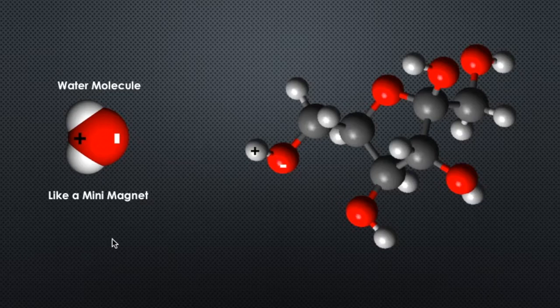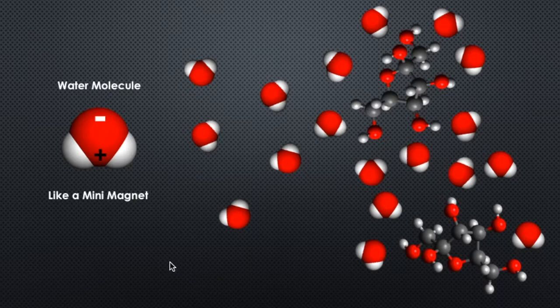On the left is a single water molecule. Water has one end that is slightly negatively charged and the other end that is slightly positively charged. On the right is a sugar molecule. Sugar molecules also have parts that are slightly positively charged and negatively charged, and it's these opposite ends that attract each other. Thus, water behaves like many mini magnets.